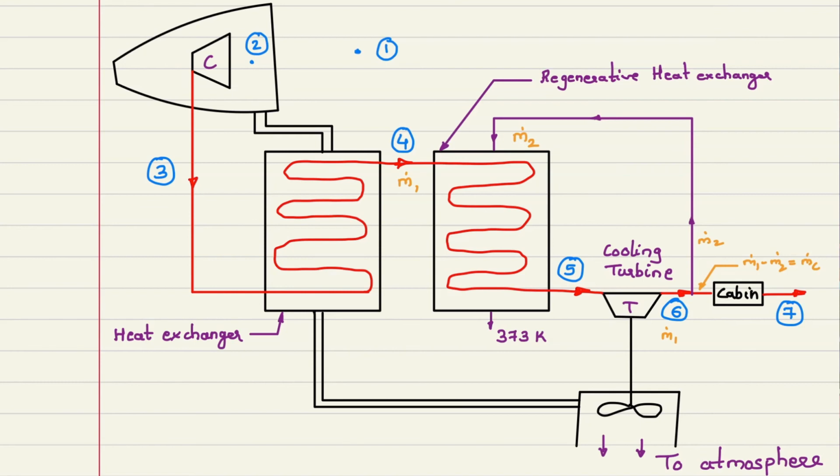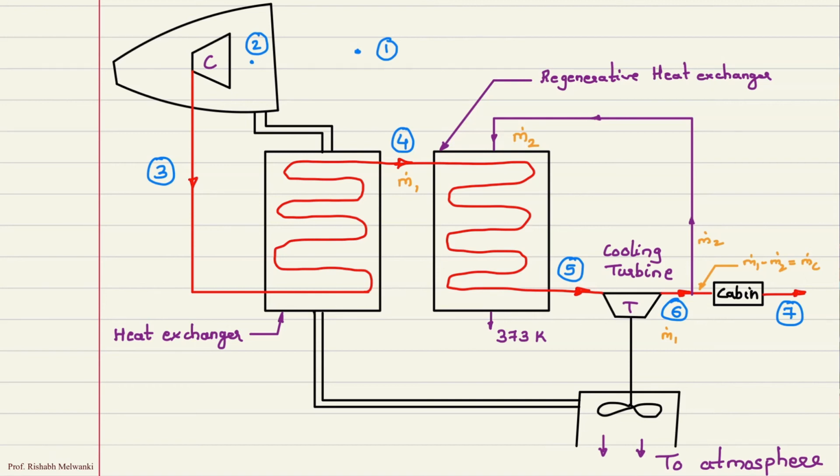W dot net is the net power consumed. In this case it will be power consumed in the compressor plus power consumed by the fan minus power developed by the cooling turbine. Now here one assumption is there that whatever power is developed by the cooling turbine is used by the fan. So these two powers will cancel each other. So W dot net will be equal to W dot C.